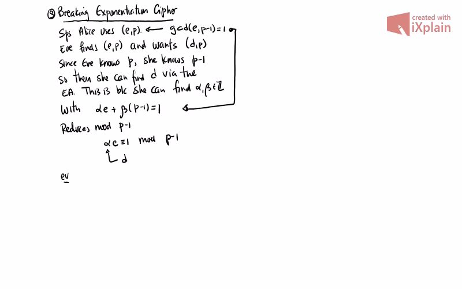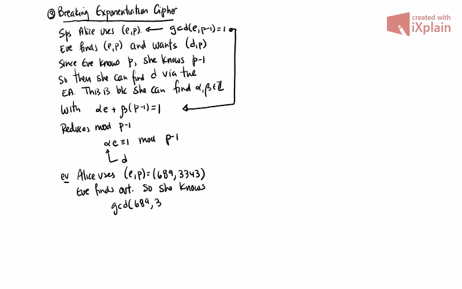So, for example, suppose that Alice uses, let's do a different one, EP is 689, 3343. So then E finds this out. She knows, because this is what Alice does, that the GCD of 689 and 3342, P minus 1, is 1.